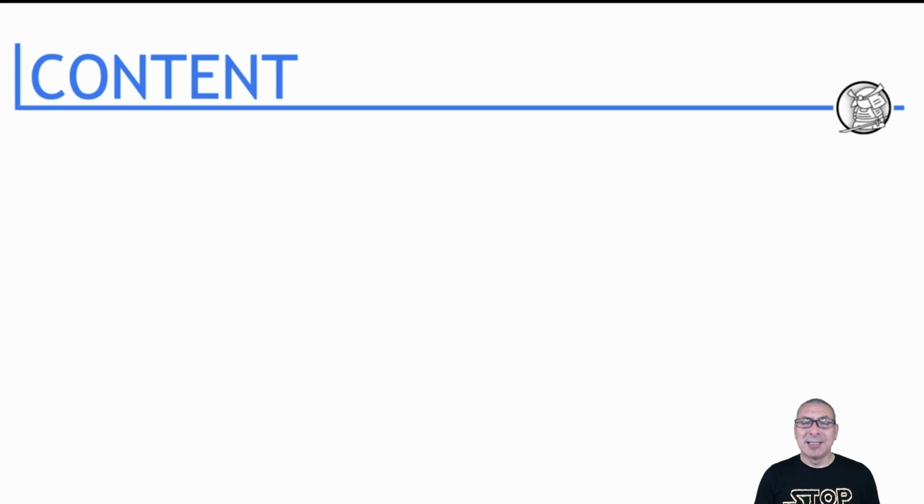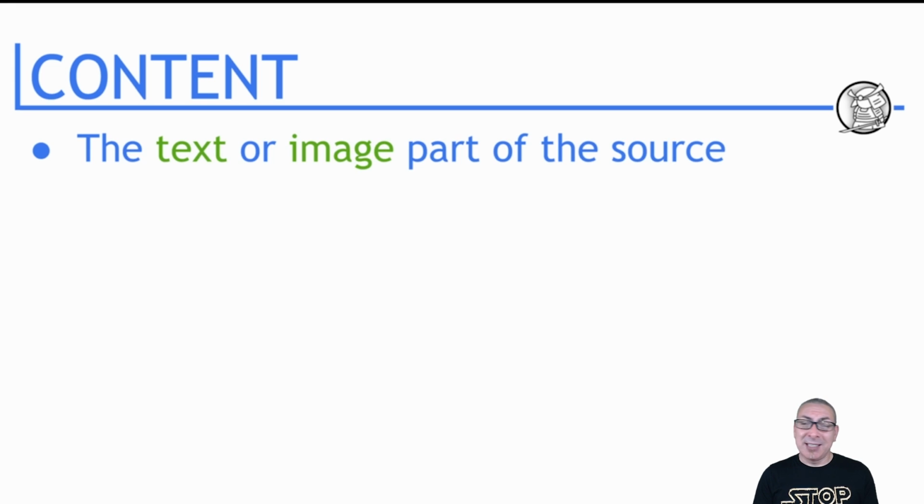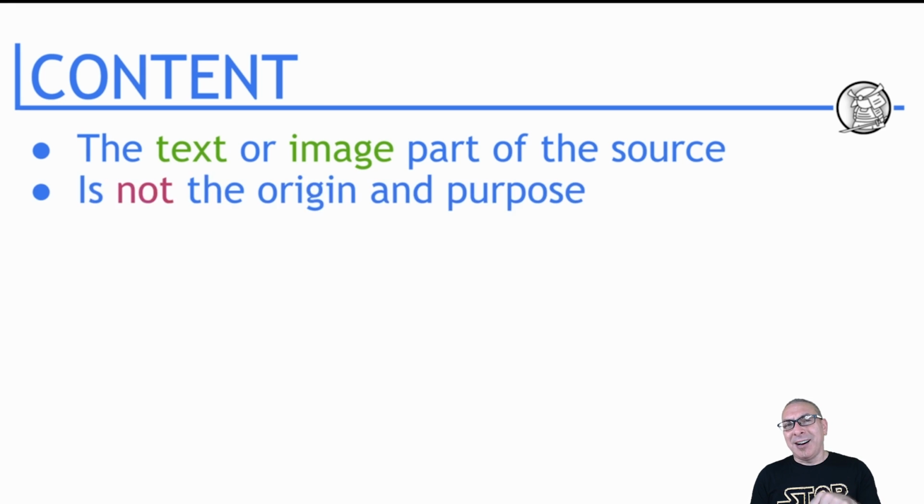So the content. That's the text part. It's the source itself. It could be an image, of course, but for the Paper 1 exam, it'll be a piece of text. It's not the origin and purpose. Sometimes students think that the origin and the purpose is actually the content. It's not. The content is the source itself and what's in it.